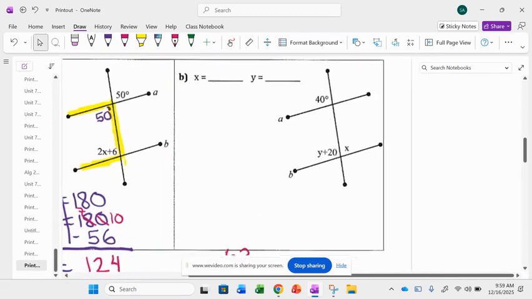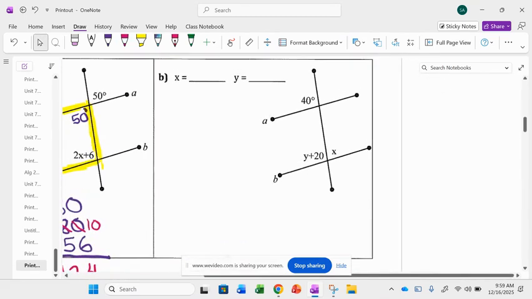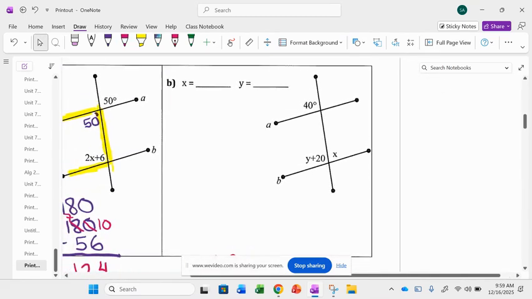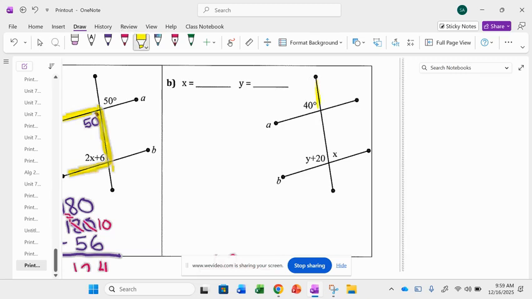All right, letter B. We're going to find X and we're going to find Y. Which one do you want to find first, X or Y? X, sure. So to find X, the only number I have is this 40 right here. So I'm going to trace the X, I'm going to trace the 40. And once again, do they make anything? No. So we're going to do the same thing I just did in the last problem.